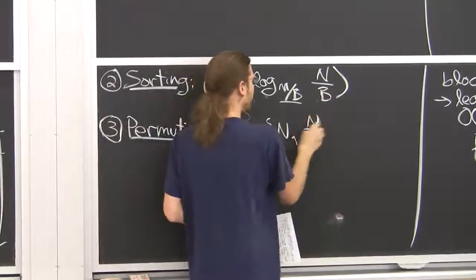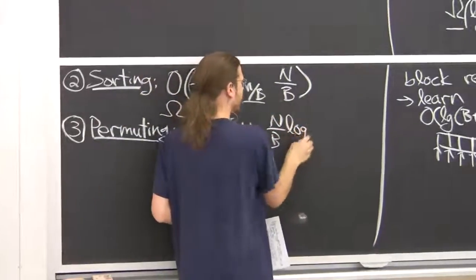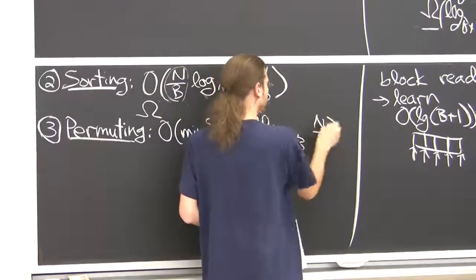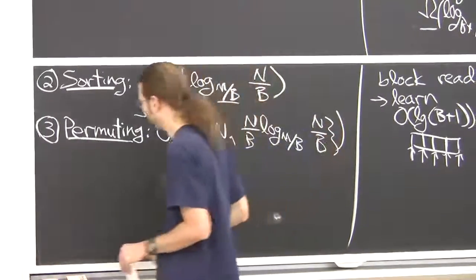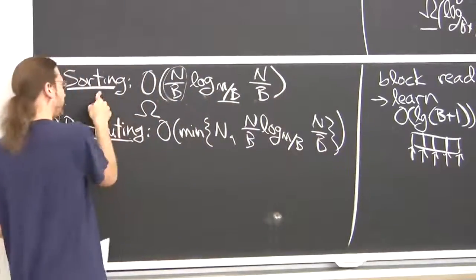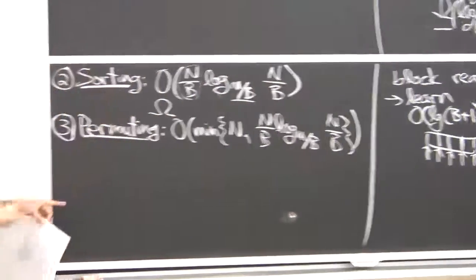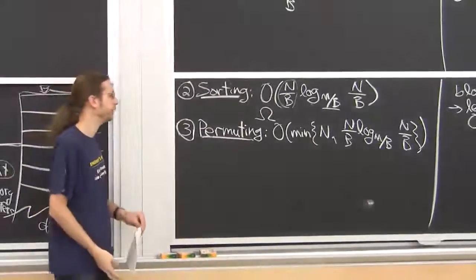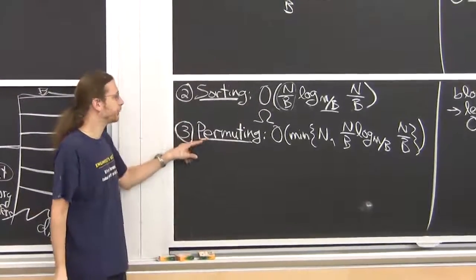So a funny problem, which actually does arise in practice, but it's interesting just to think about. Instead of sorting, I give you an array, I don't know what order it's in, you have to find the right order and then put it into the right order. There's an easier problem, which is called permuting.